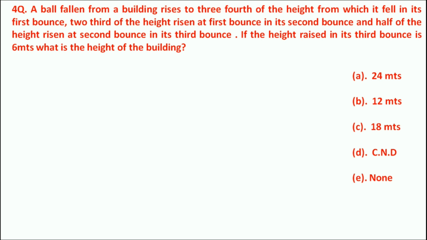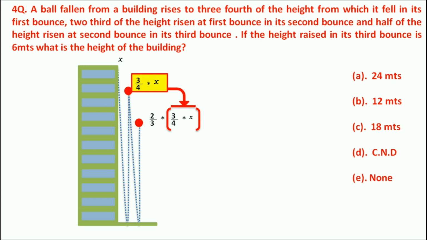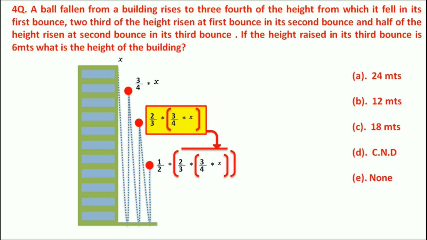Here in the problem they have given that the ball is fallen from a building and rises to 3/4 of the height from which it fell in its first bounce. That means, if we assume the height of the building is x, then the ball rises in its first bounce to 3/4 of x. In its second bounce the ball rises to 2/3 of its first bounce, that is 2 by 3 multiplied with the height of the first bounce. In the third bounce the ball rises to half of the second bounce, that is 1 by 2 multiplied with the height of the second bounce. And also given that the height of the third bounce is equal to 6 meters.